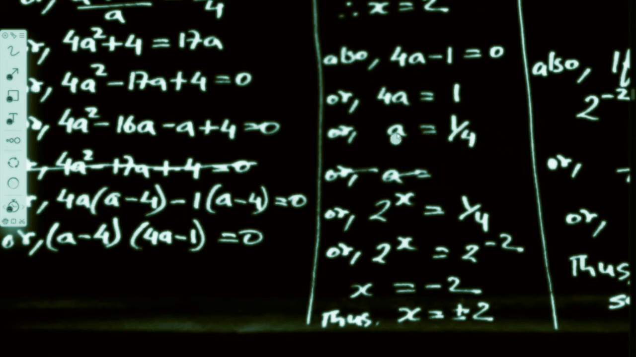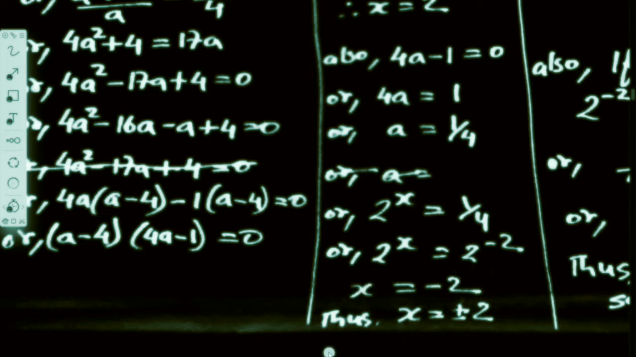Or in place of a, we should keep 2 power x. Now 2 power x equals 1 by 4, or 2 power x equals 2 power minus 2. Here 4 means 2 square, and when the lower one comes up, the sign should be changed, plus into minus and minus into plus. So 2 square should be changed into 2 power minus 2. Now the base is the same. So therefore x equals minus 2.